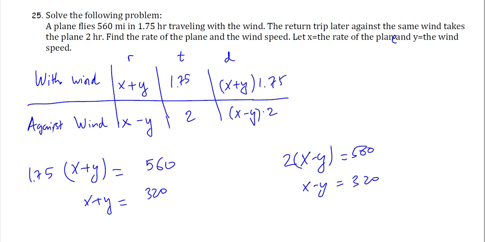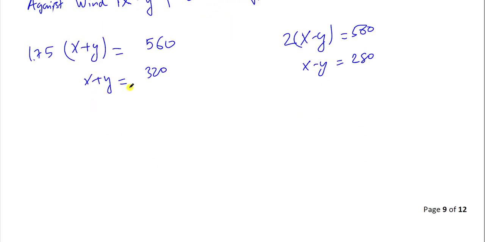280, sorry. This is 280. Right, 280. Now these are the two equations you are solving for. So we write a system of equations right here: x plus y equals 320, x minus y equals 220.